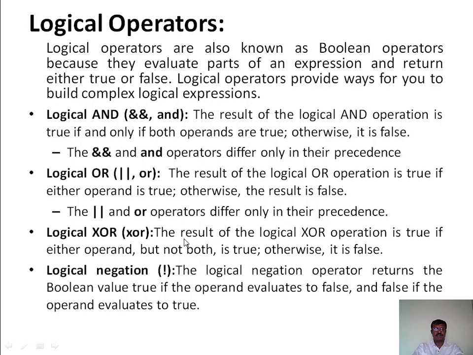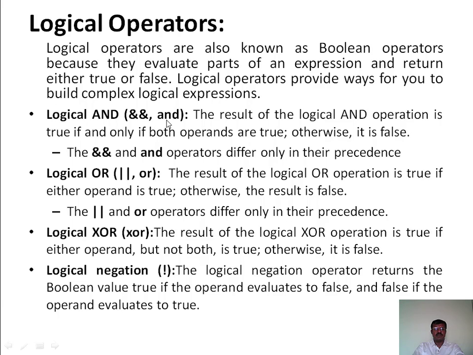Next is logical operators. Logical operators are known as Boolean operators because they evaluate parts of an expression and return either true or false. Logical operators provide a way for you to build complex logical expressions. So these logical operators are basically used to extend the expression. So here is your logical AND that can be represented by two ampersand signs or even by specifying AND.